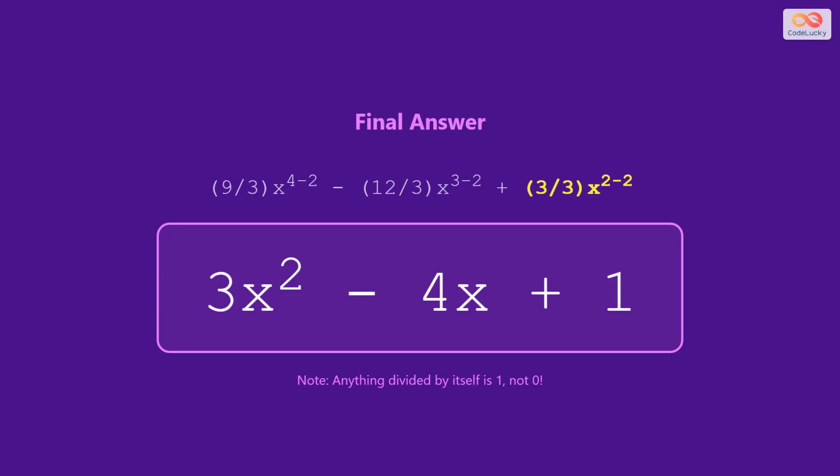Let's solve it. First term, 9 divided by 3 is 3, and 4 minus 2 leaves x squared. Second term, 12 divided by 3 is 4, and 3 minus 2 is 1, so we just have x. For the last term, be careful. 3 divided by 3 is 1, and x squared divided by x squared cancels out completely. So the last term is just 1. The final answer is 3x squared minus 4x plus 1.